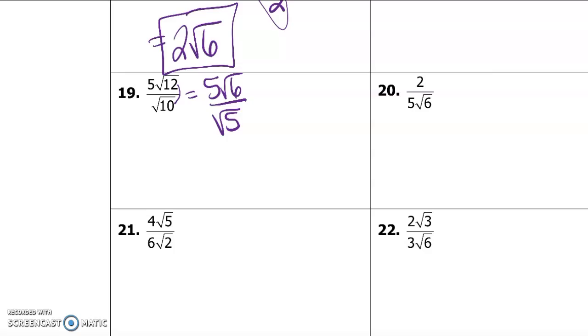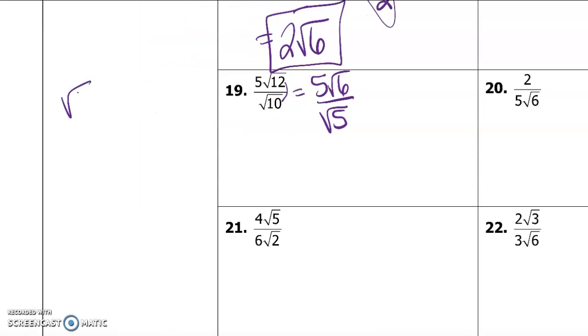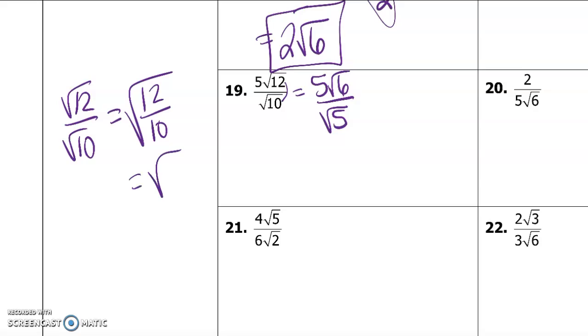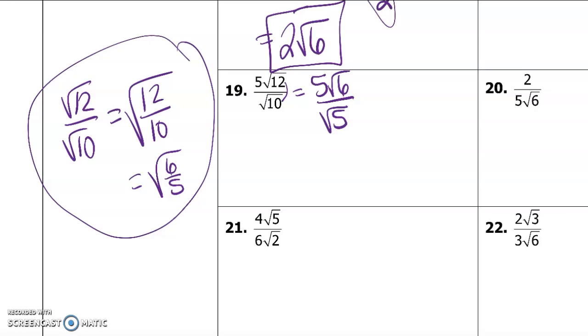Again, I'll do this work off to the side. Square root of 12 over square root of 10. I can do square root of 12 over 10 all together, and that simplifies to square root of 6 over 5. So then I can go back and break it apart into my 2 separate ones. That's essentially all the work I did just to get to my first step.